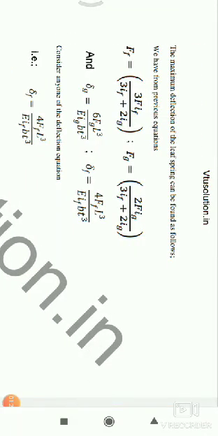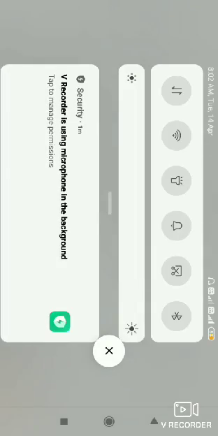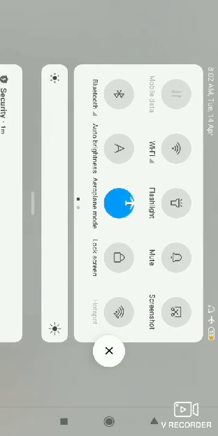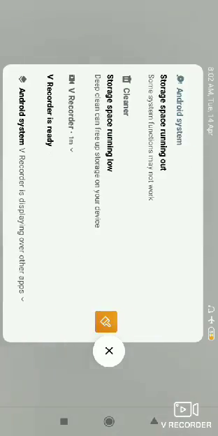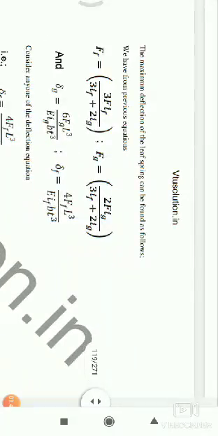Here the maximum deflection of the leaf spring can also be calculated. The maximum deflection of the leaf spring can be derived or found as follows.